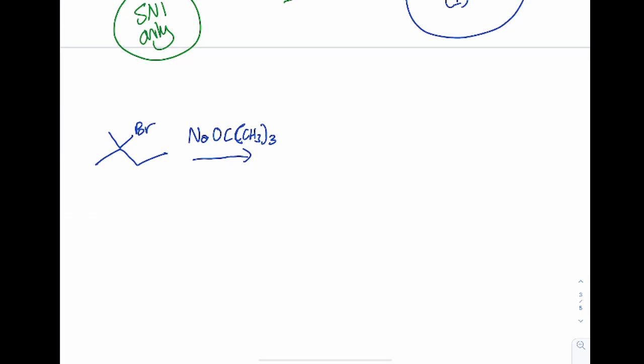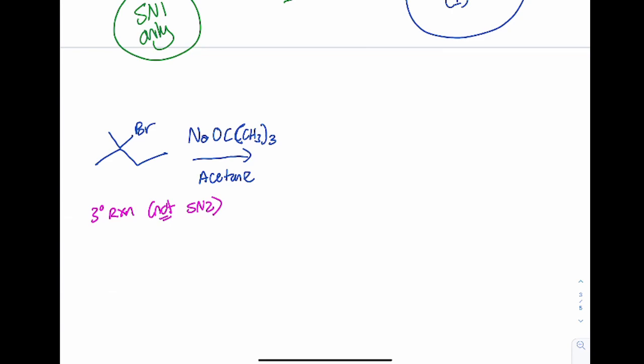Actually, I'm changing up what solvent I was going to give us. Let's use acetone. Okay, so going through our little list again, primary, secondary, tertiary, I have a tertiary alkyl halide. So we know it's not going to be SN2, right? Too sterically hindered for my leaving group and my nucleophile to both be there at the same time.